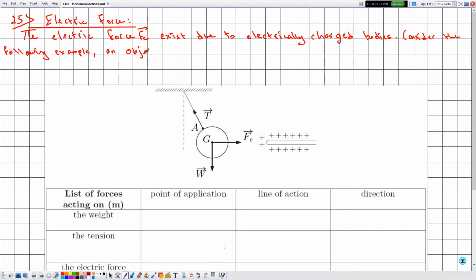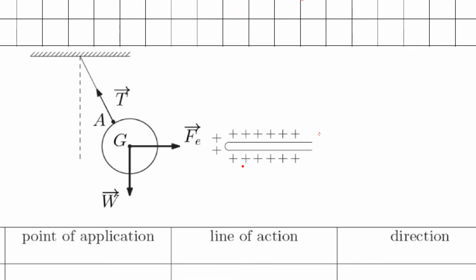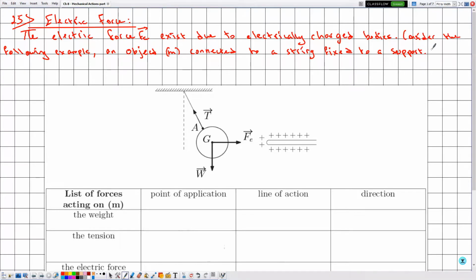An object M connected to a string fixed to a support. So this is the solid S connected to the string, and the string is fixed to a support. Here we have a charged body, which is positively charged.